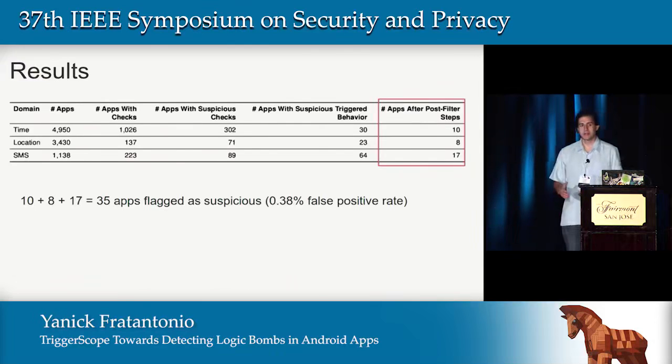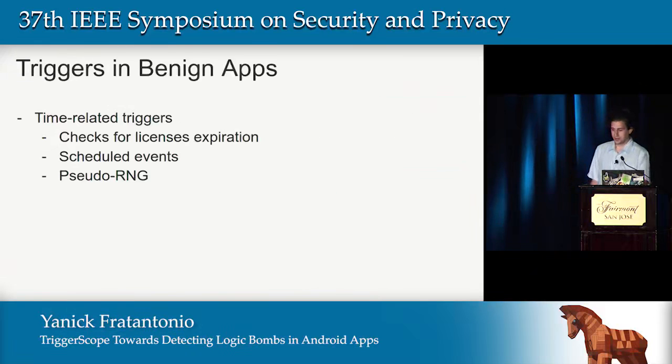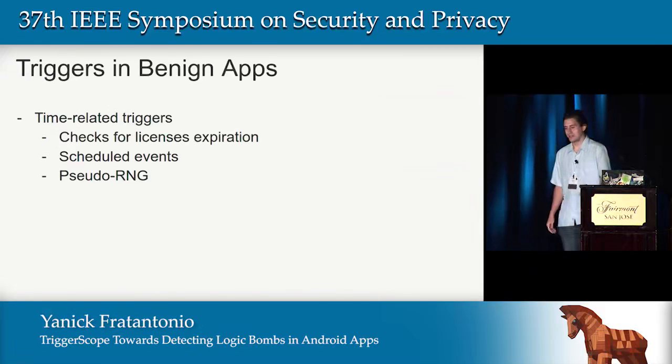Now, since these apps are from the benign data set, we consider these apps flagged as suspicious as false positive. But since we started with 10,000 apps, and now we have only 35, the false positive rate is very low. Nonetheless, the triggers we found in these applications proved to be very interesting. I'm going to give you an overview and some interesting samples now.